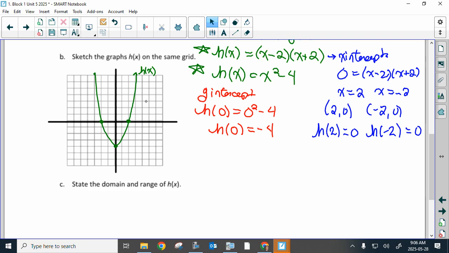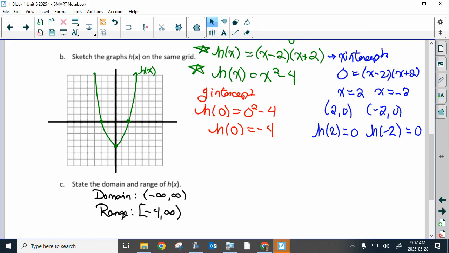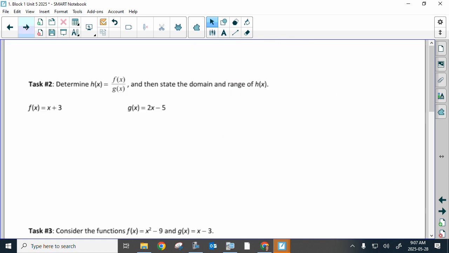So this lesson is not a huge stretch, right? State the domain and range of h of x. Your domain, let's do it in interval notation, would be -infinity to +infinity. And your range is -4 to infinity. Make sure that those are inclusive brackets. Kind of feels like a grade 11 question, right? Let's take it a little further. This one is grade 12.